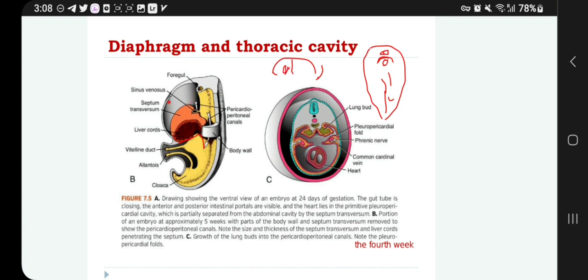And the heart grows here, and after that we have the septum transversum. But this septum between the two cavities is not complete, and we have two canals known as the pericardioperitoneal canals. They are the relationship between the pericardial cavity and the peritoneal cavity. This septum is like a scaffold for the growth of the diaphragm on it.